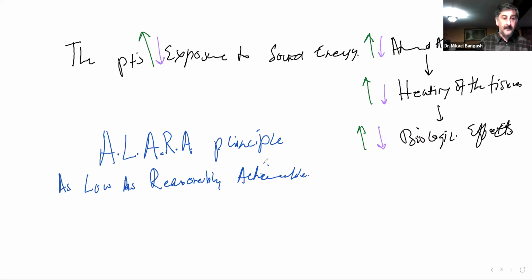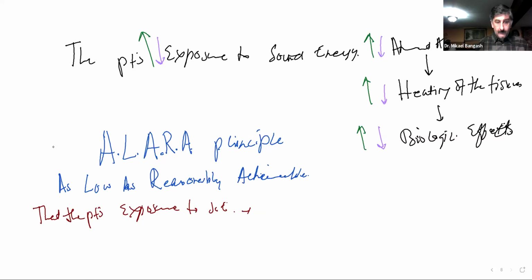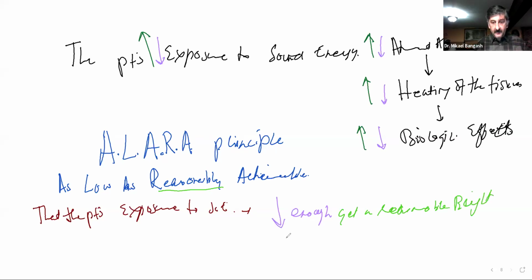But the bottom line of the ALARA principle here is that the patient's exposure to sound energy should be kept low enough, and in spite of keeping it low enough, you still get a reasonably bright enough image. Did you guys get that?